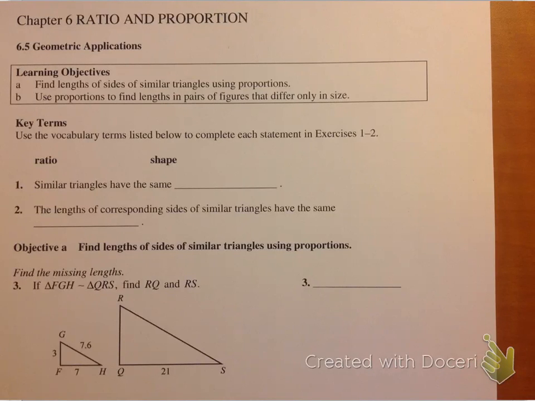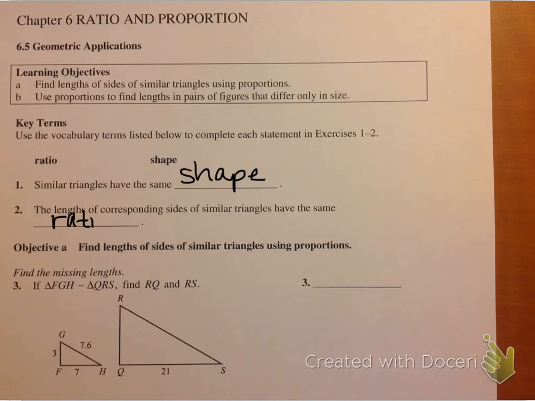Now we're going to look at another application for proportions, and this is used in geometry and with similar figures. So the first problem here is similar triangles have the same shape. They have the same shape, but one may be smaller than the other, or the other one's larger, but their shape is the same. The lengths of corresponding sides of similar triangles have the same ratio.